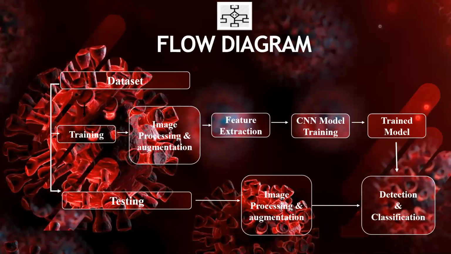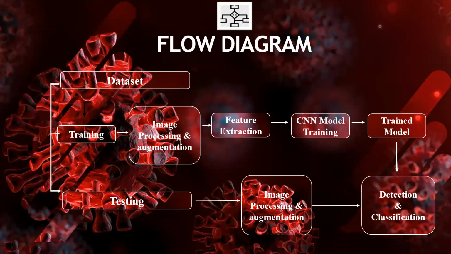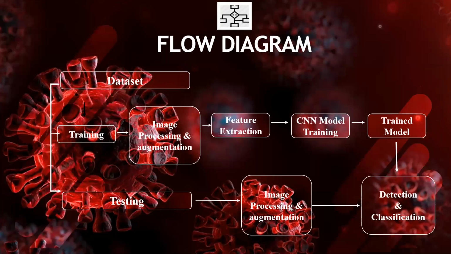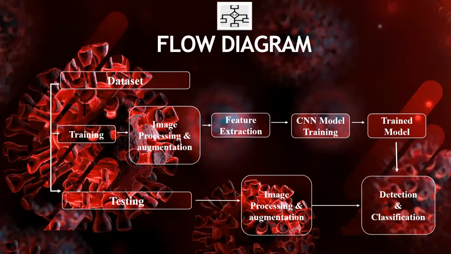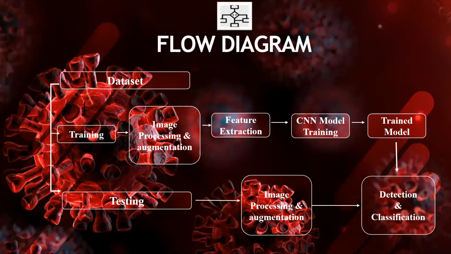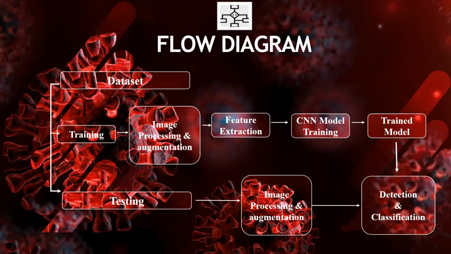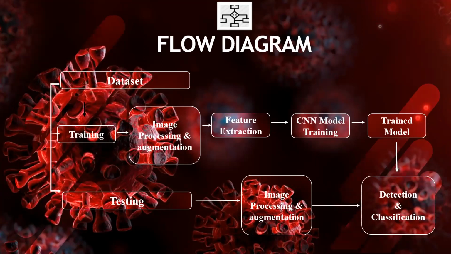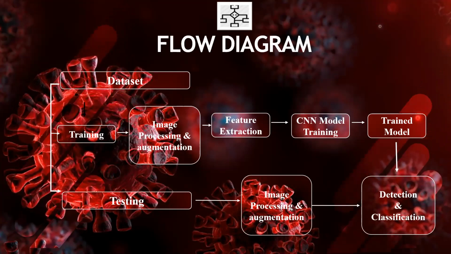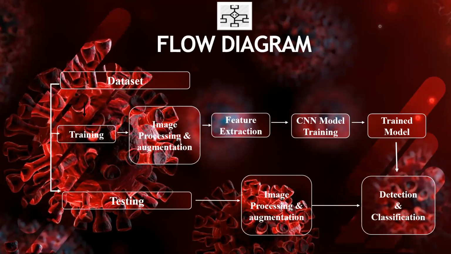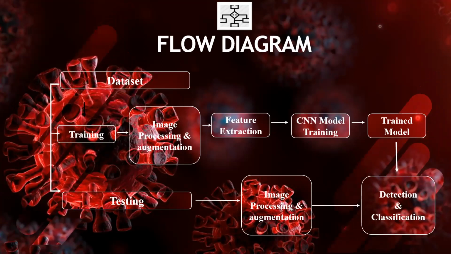After that, feature extraction is done in order to extract the features and point to the specific region which is required for disease prediction. After that, we are going to apply the CNN model for training. Once the model is trained, it will detect the disease and give the classification as normal, COVID-19 and pneumonia. In the same way for testing, the image will be pre-processed and augmentation will be done. After that, it will also give the classification for pneumonia, COVID-19 and normal.